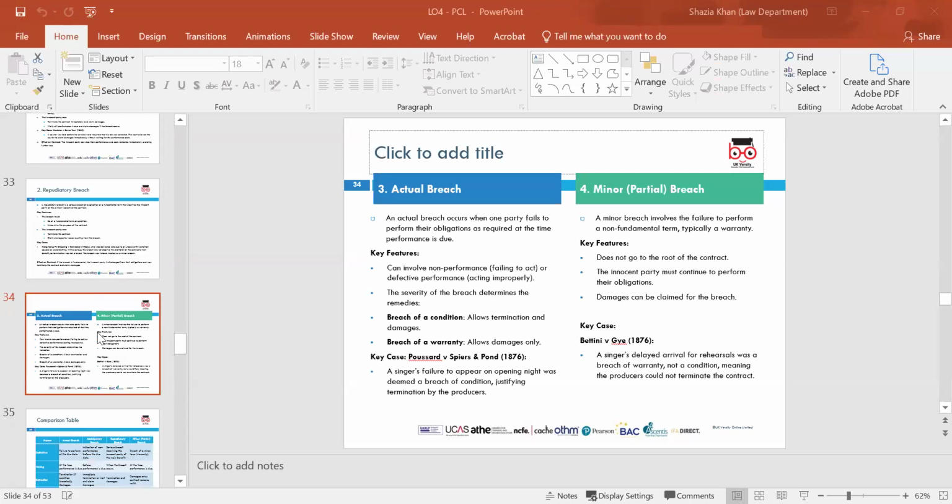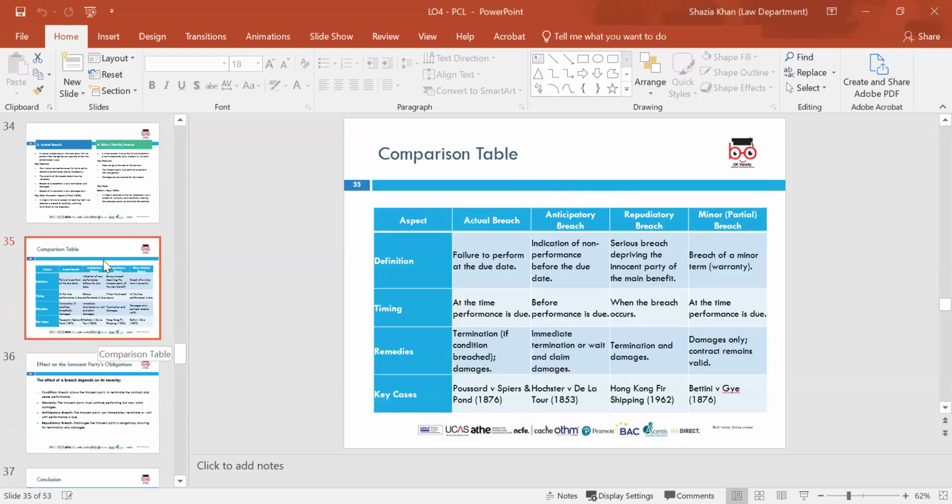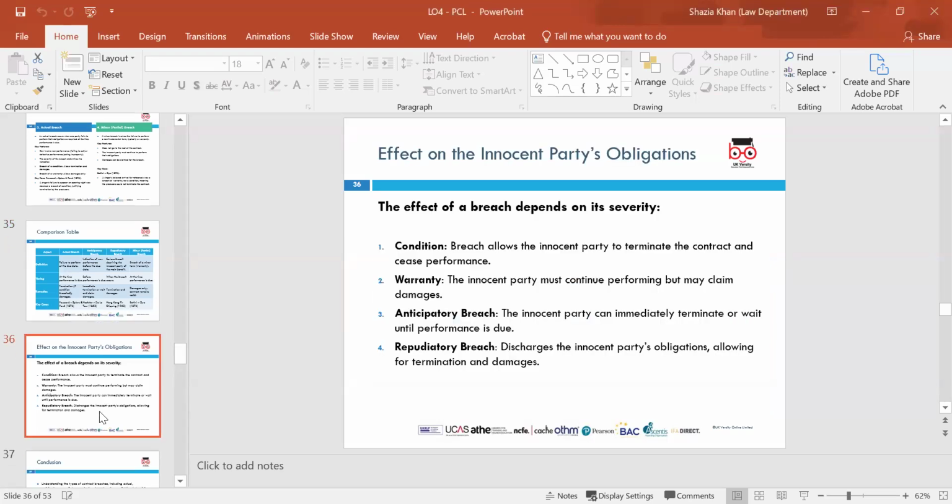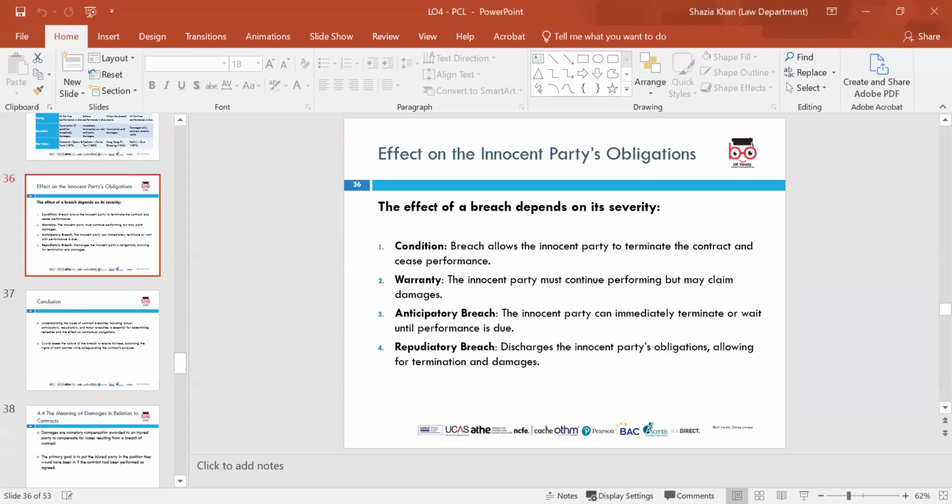Comparison table is there for you to have a look at on actual breach, anticipatory breach, repudiatory breach, and minor partial breach. The effect on the innocent party's obligations would depend on the effect on condition, warranty, anticipatory breach, or repudiatory breach.